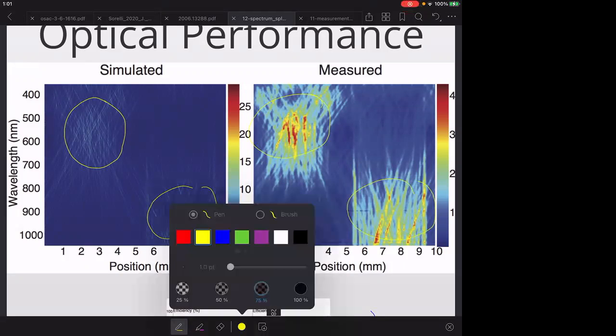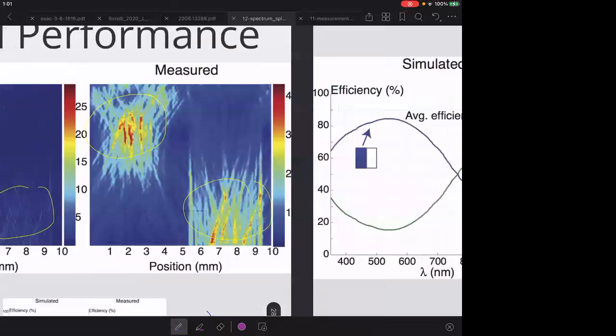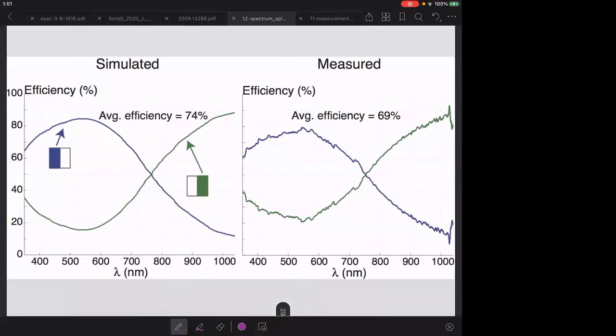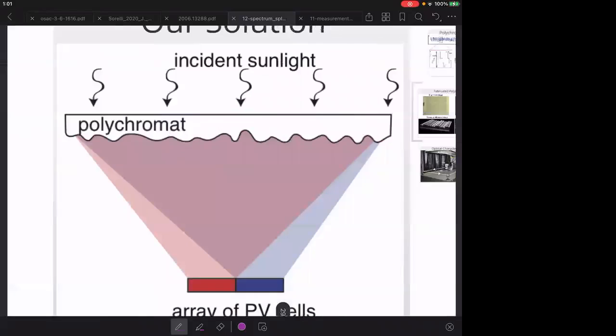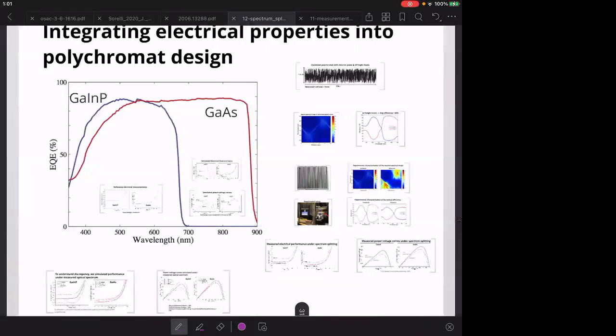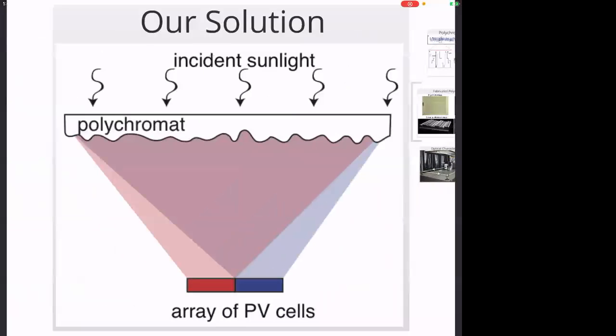So that's pretty good. And you can actually measure the efficiency, and they're pretty close. In this example, we simulated something like 74%. We measure about 70%. Now, of course, at the end of the day, we want to put in the solar cells and measure the electricity output from the cells themselves.